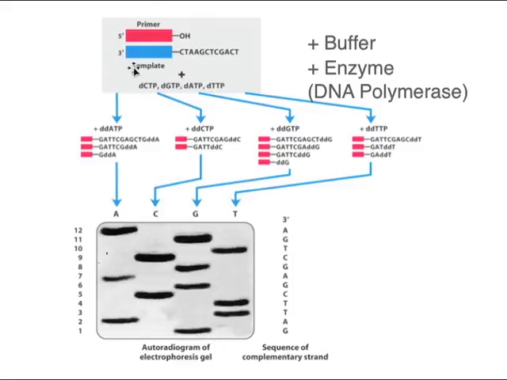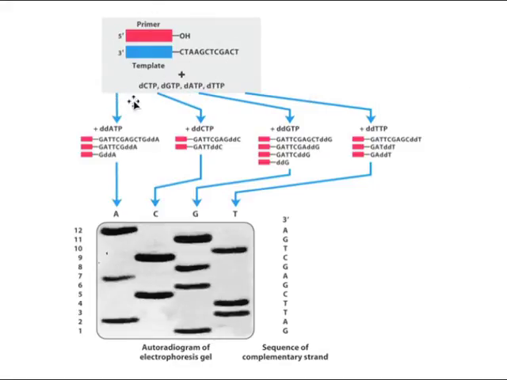Now, once you have this mixture, you then separate it into 4 separate reactions. These 4 separate reactions you label A, C, G, and T. And into reaction A, you put dideoxy ATP, and then into C, you put the C version of that, and so forth.